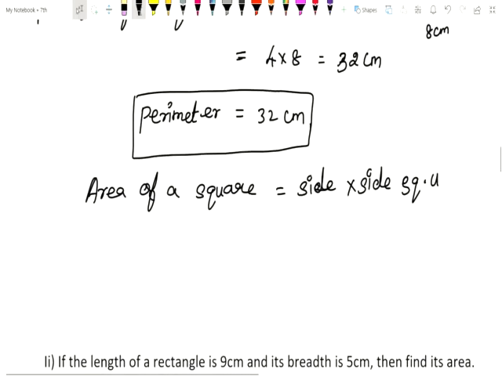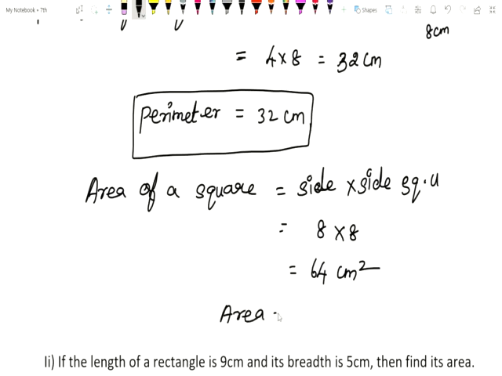Area equals side into side square units. Here the length of the side is 8, so 8 into 8. 8 8s are 64 centimeter square. So area equals 64 centimeter square. You understand, children?